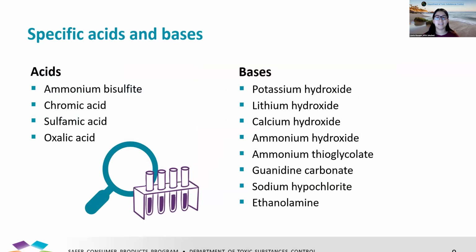There are a total of 12 acids and bases that we're proposing to add to the candidate chemicals list, or CC list. The breakdown is 4 acids, which are ammonium bisulfite, chromic acid, sulfamic acid, and oxalic acid, and 8 bases. For the bases that we're proposing to add, you'll see 4 hydroxides listed, which are potassium, lithium, calcium, and ammonium hydroxide, in addition to other bases, including ammonium thioglycolate, guanidine carbonate, sodium hypochlorite, and ethanolamine.